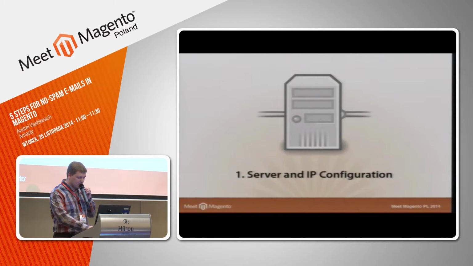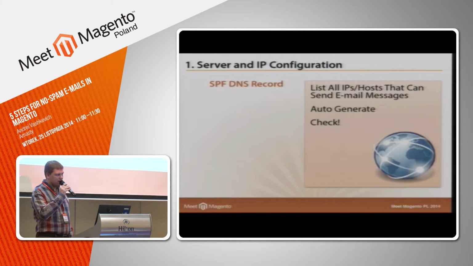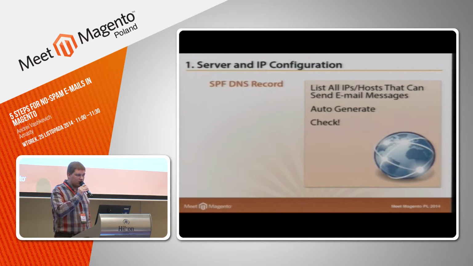So first is the server and IP configuration. First of all, you should make sure your DNS has a correct SPF record. What does it mean? SPF is just a text record that describes which IP addresses or host names are authorized to send email from your domain. There are plenty of generators online, so you can Google for one and it will automatically create this record for you. And after you inserted your record into the DNS zone of your domain, make sure to check it. Sometimes you can have a mistype, so just make sure it works fine.